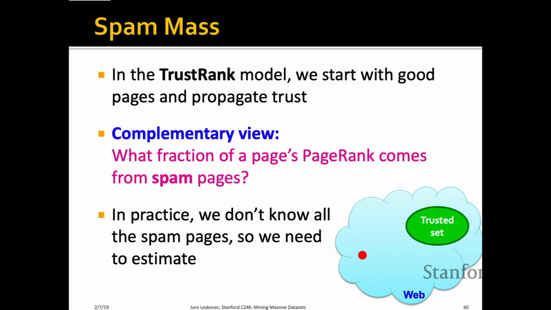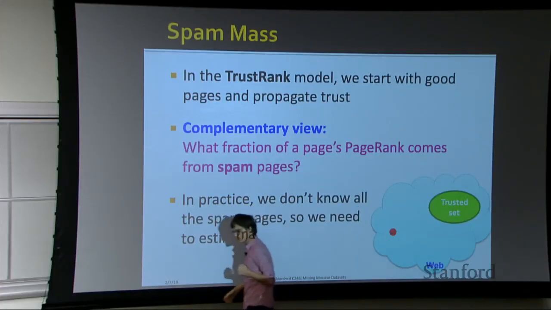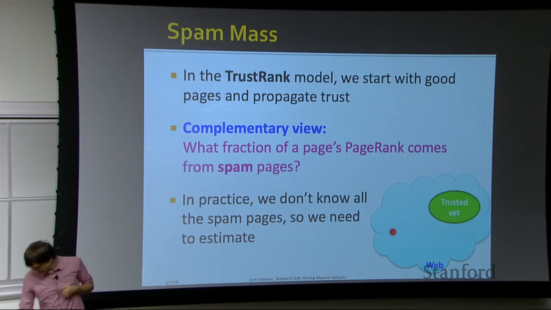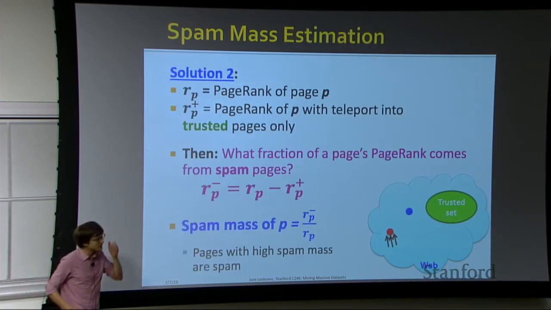Of course, in practice, I don't know all the spam pages, so I would need to estimate it. This is my web. Here are all the web pages. This is my trusted set. And I would like to estimate the spam mass of some random page, denoted by the red node. And here is what I would do.